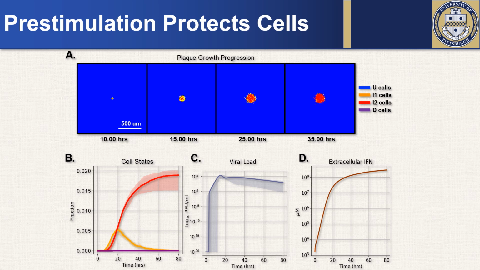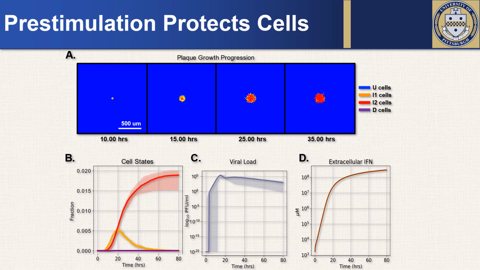After 12 hours of exposure, the IFN-E was removed before seeding a single infected cell in the center of the simulation domain. Panel A shows the plaque progression in a pre-stimulated simulation. IFN pre-stimulation clearly arrests plaque growth, while the same conditions in a field of naive cells would result in the infection and eventual death of all simulated cells.